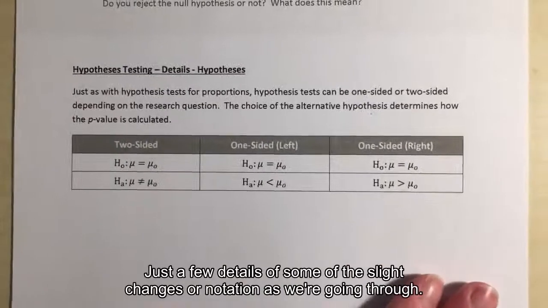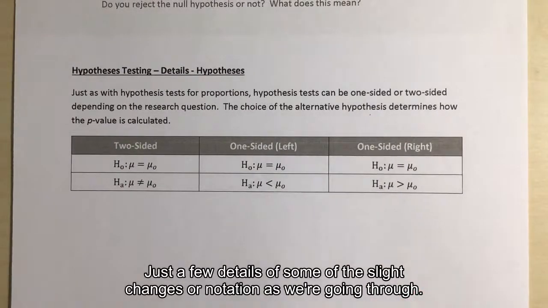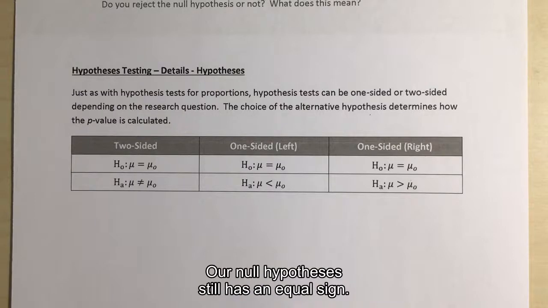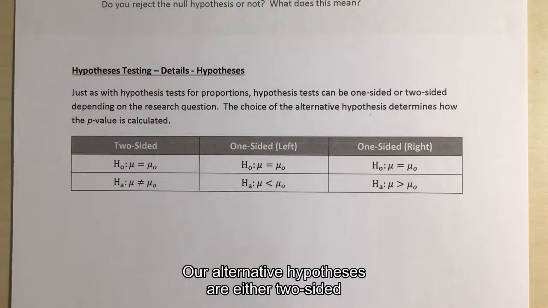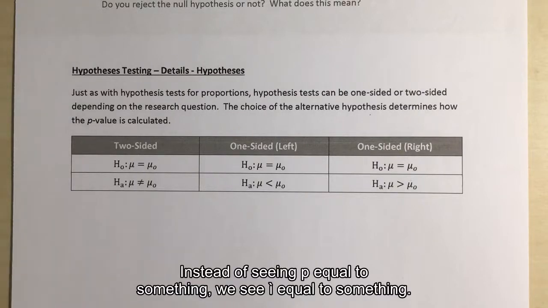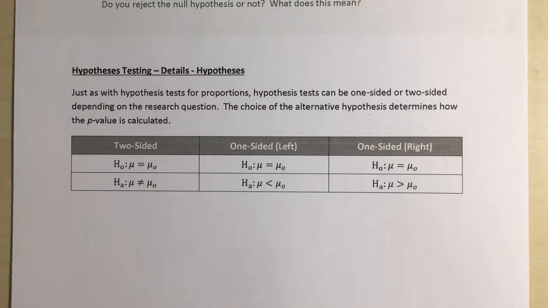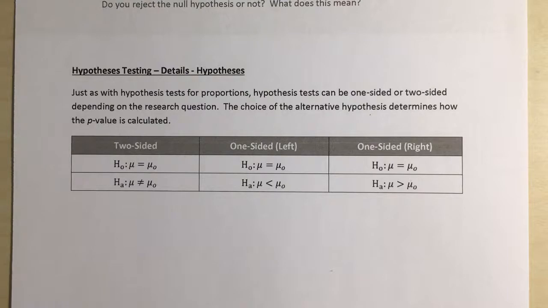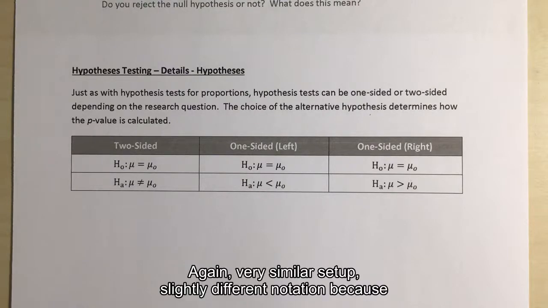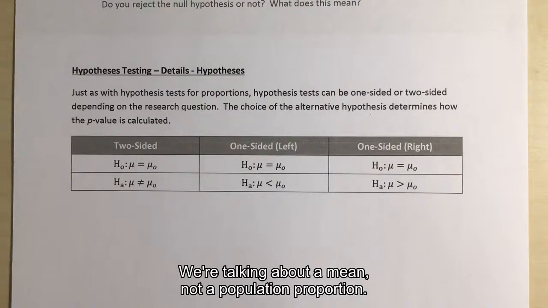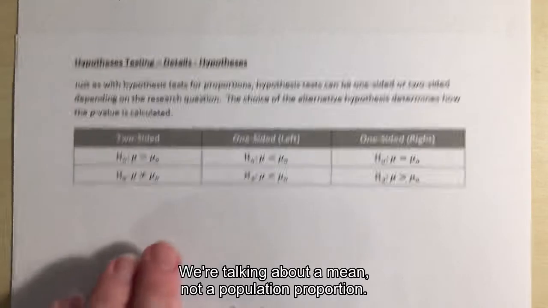So just a few details of some of the slight changes in notation as we're going through. For our hypotheses, we still have similar null and alternative hypotheses. Our null hypothesis still has an equal sign. Our alternative hypotheses are either two-sided or one-sided based on the words that we see. But instead of seeing p equal to something, we see mu equal to something. And that mu naught is going to be our value that we are being compared to. So again, very similar setup, slightly different notation because we're talking about a different type of parameter. We're talking about a mean, not a population proportion.